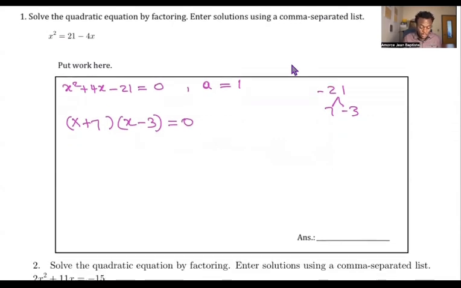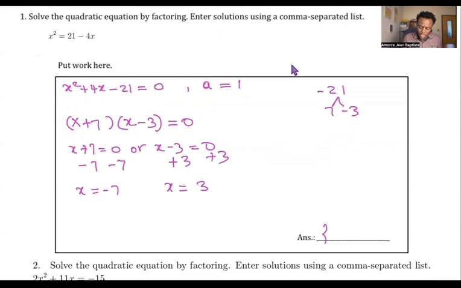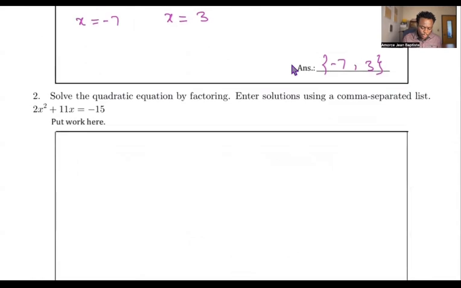So I can solve x plus 7 equals 0 or x minus 3 equals 0. Subtract 7 on both sides, x equals negative 7. Add 3 on both sides, x equals positive 3. And my solution set is negative 7 and 3. Next example here, pretty much the same thing. We want to find the standard form and then solve the equation by factoring.